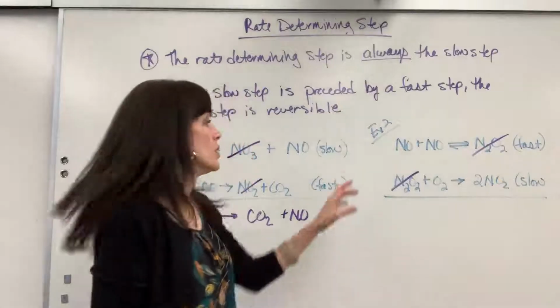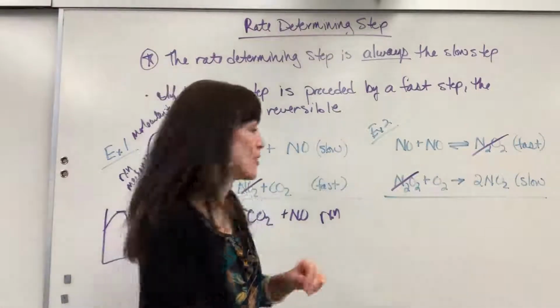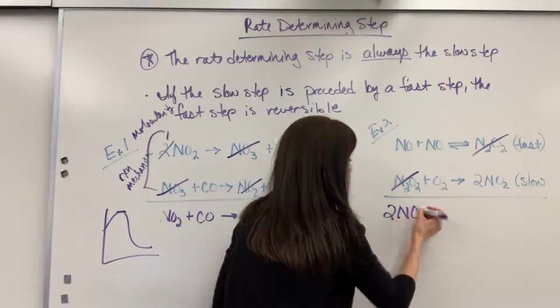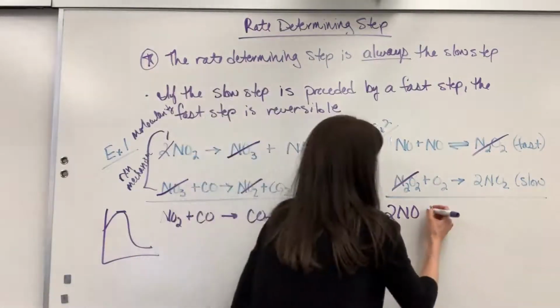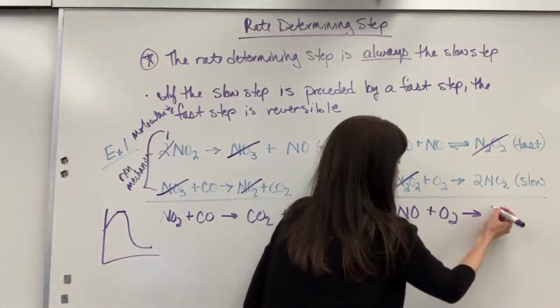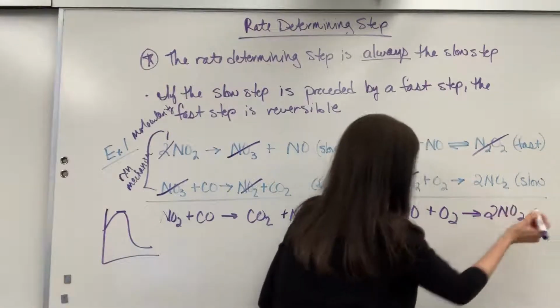I think that's it. So I have 2 of the NO. I could write it like this. 2 moles NO. And I could have written 2 NO up here as well. Plus O2 yields 2 NO2.